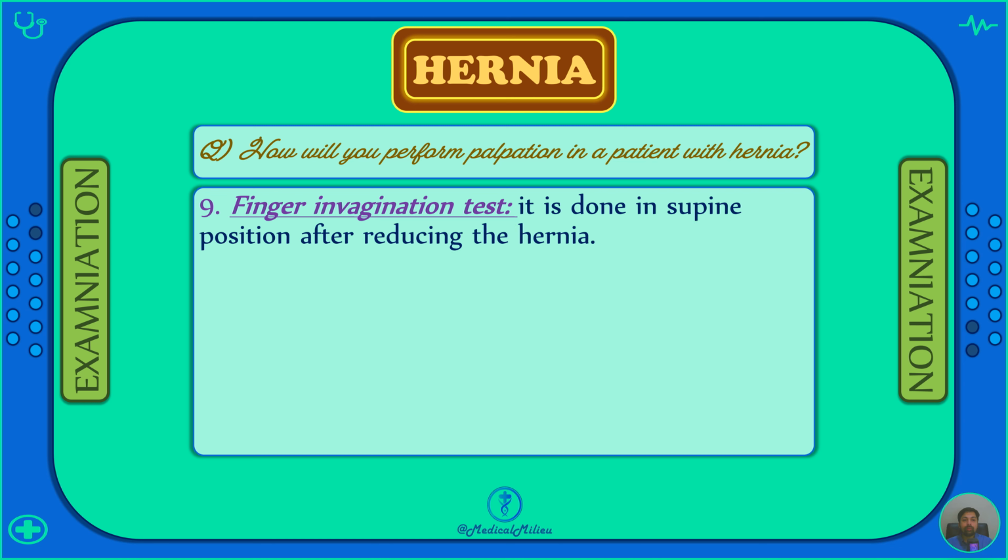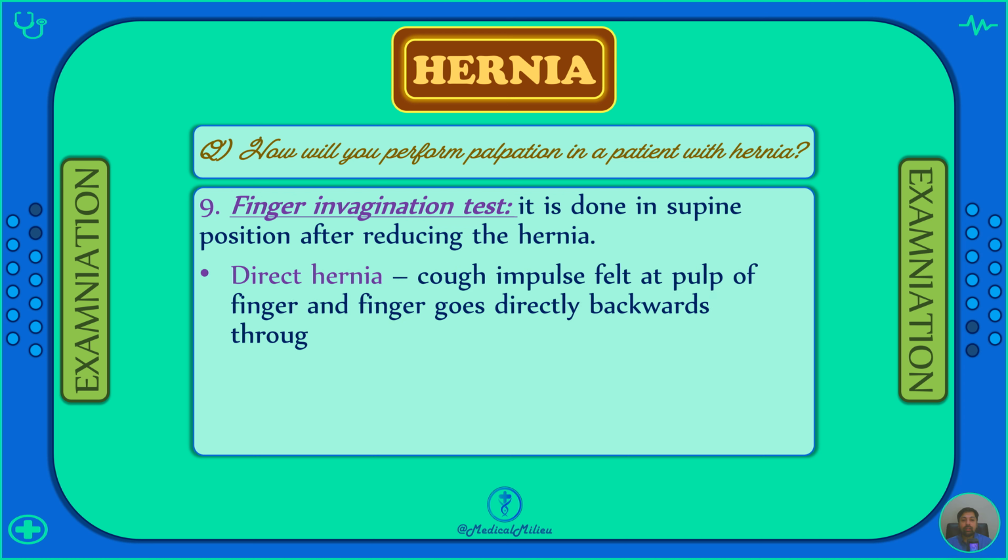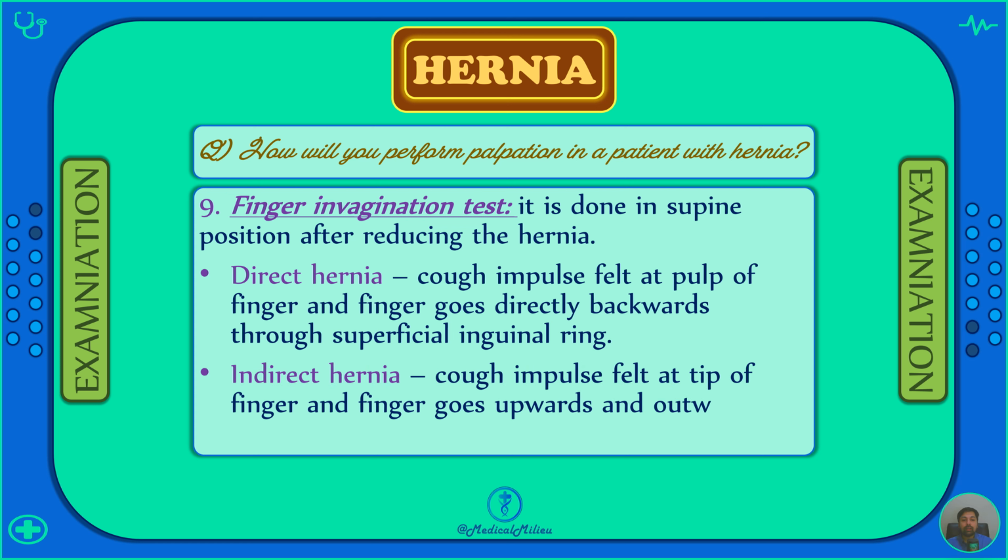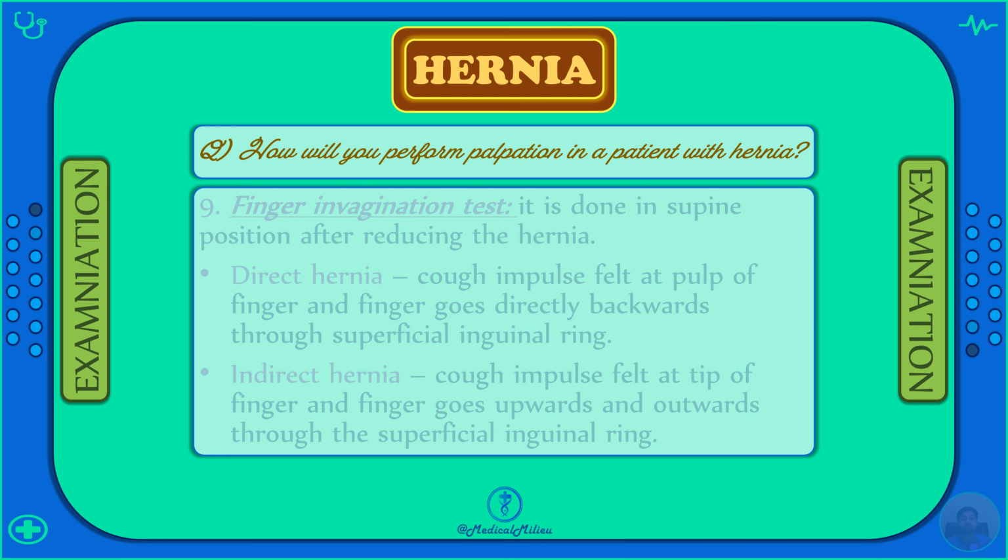Point number 9, finger invagination test. It is done in supine position after reducing the hernia. In direct hernia, cough impulse is felt at the pulp of the finger and the finger goes directly backwards through the superficial inguinal ring. In indirect hernia, cough impulse is felt at the tip of the finger and the finger goes upwards and outwards through the superficial inguinal ring.